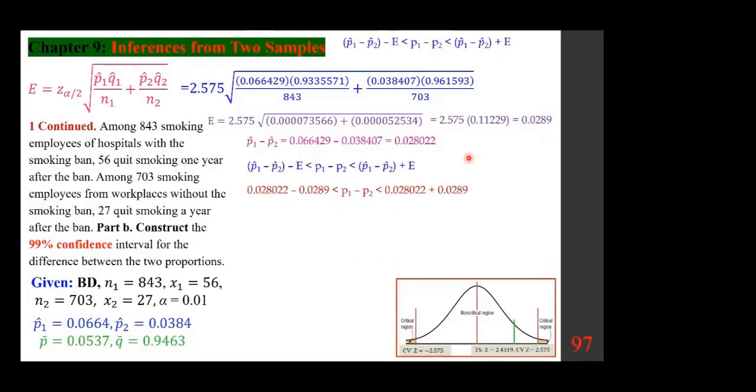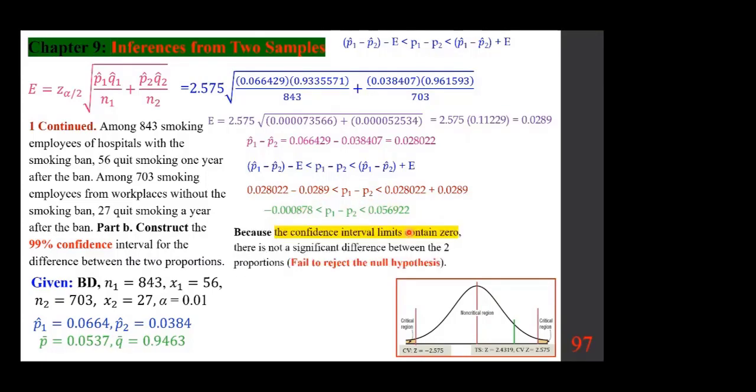So we're going through the process. The result will be between a negative value and a positive value. Extremely small, negative point, we have 3 zeros and then 878, 0.056922. We get to the same result because this confidence interval contains 0. There is not a significant difference between the two proportions. In other words, fail to reject the null hypothesis.